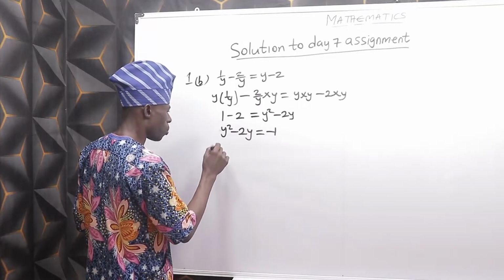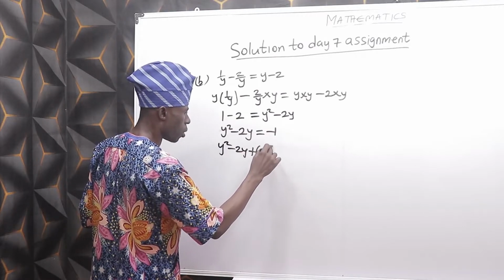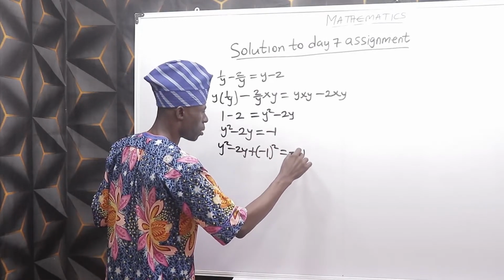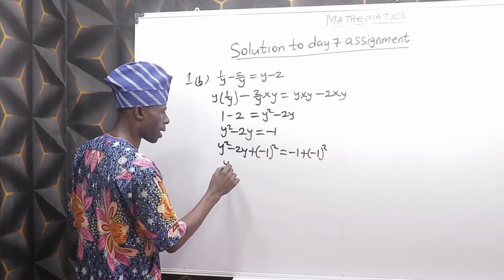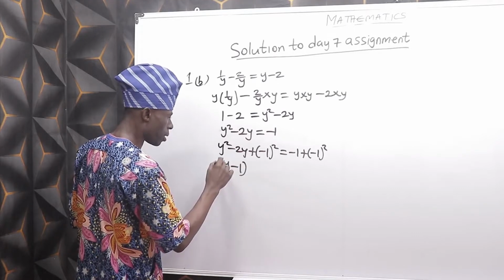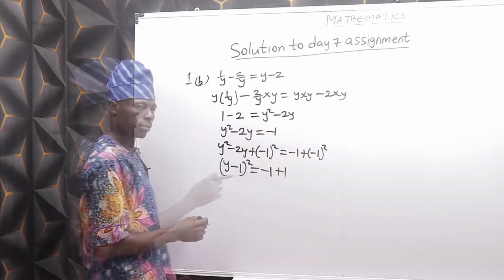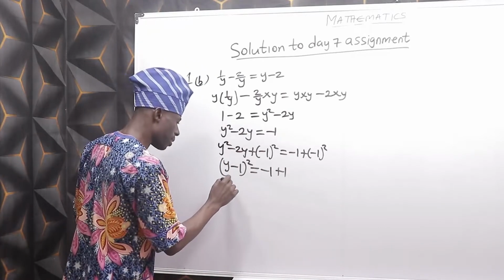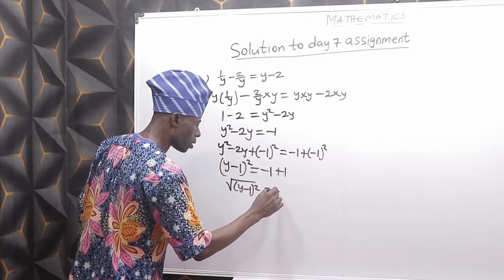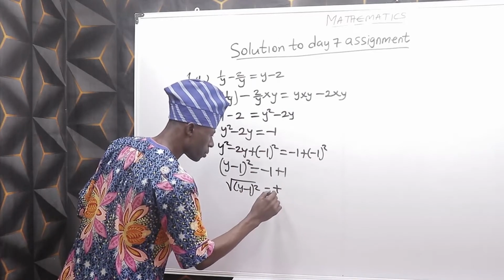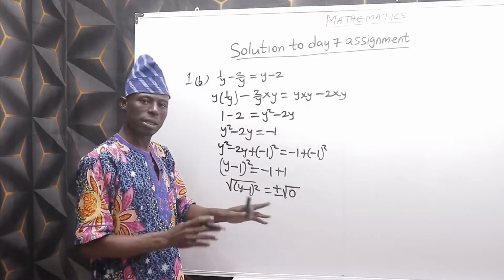So you write y squared minus 2y plus (minus 1) all square equals minus 1 plus (minus 1) all square. So we bring y and minus 1 here together, put the common power there, minus 1 plus 1. Take the square root of both sides: square root of (y minus 1) all square equals plus or minus square root of 0. Minus 1 plus 1 is 0.